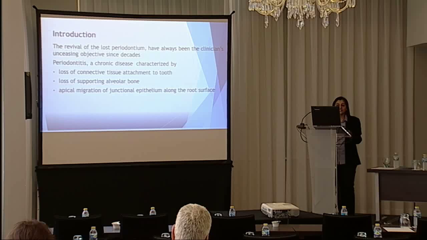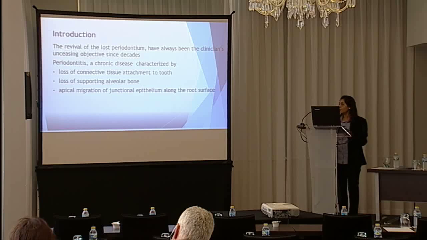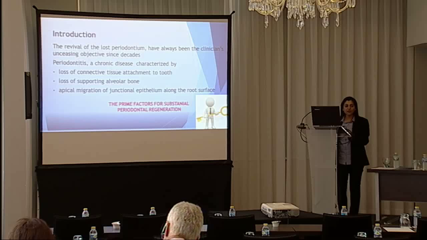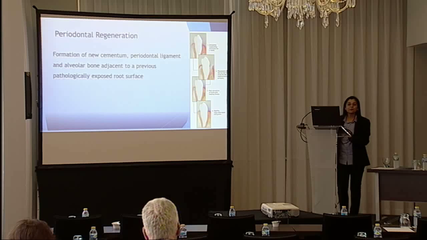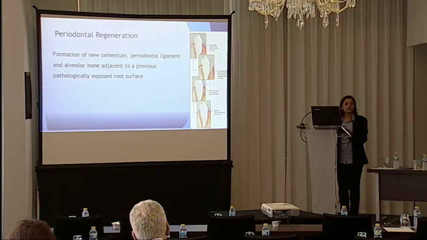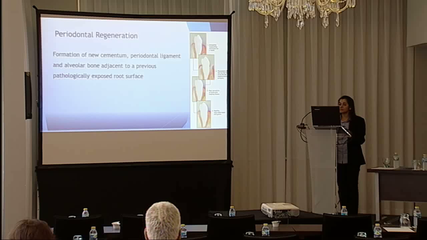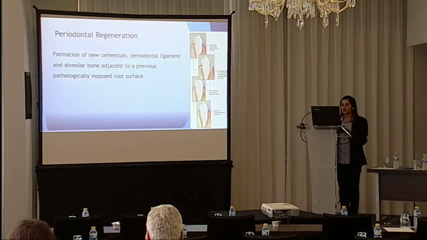Periodontitis is a chronic disease which is characterized by a loss of connective tissue attachment to the tooth, loss of supporting alveolar bone, and the apical migration of junctional epithelium along the root surface, which are the prime factors required for a substantial periodontal regeneration. Now, what is periodontal regeneration? It is a process of formation of new cementum, periodontal ligament, and alveolar bone adjacent to a previously pathologically exposed root surface.